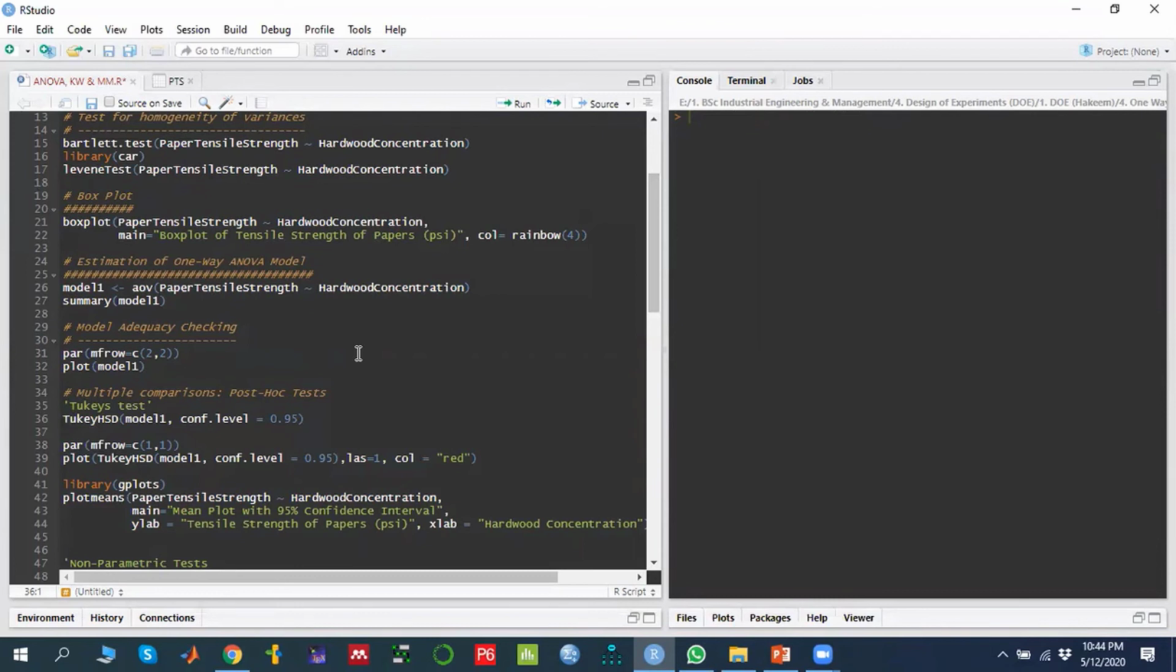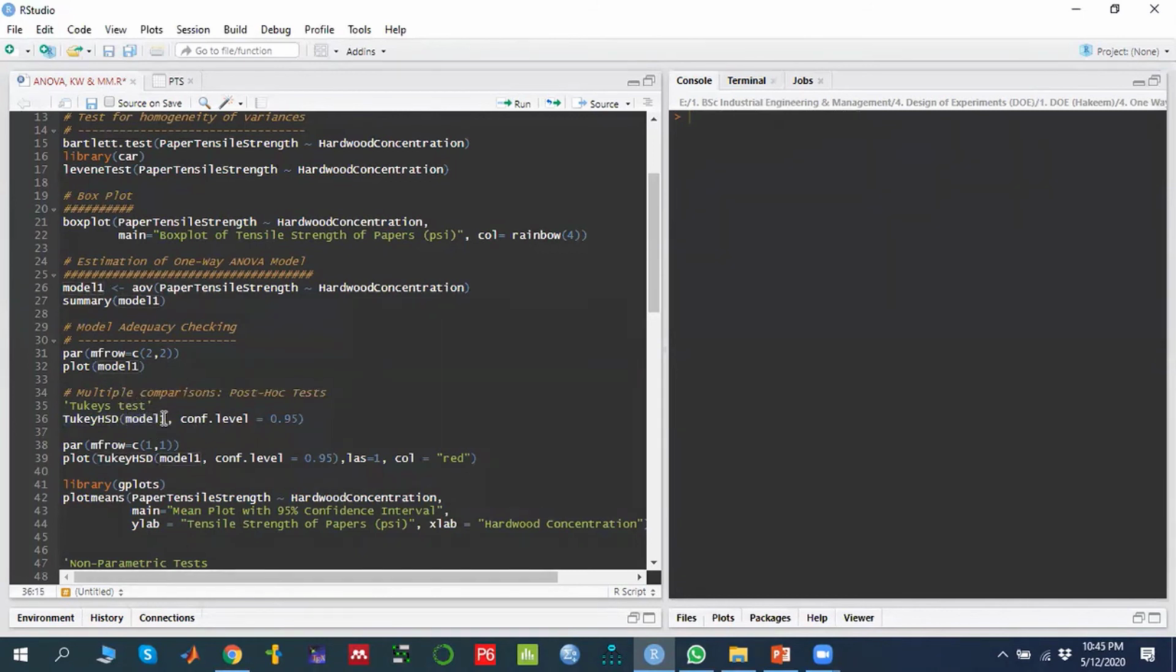For pairwise comparison, we can use the Tukey test. Here I am applying the Tukey test. To apply the Tukey test in R, you can use this function, which is TukeyHSD, comma model1, because we have saved the ANOVA result in the model1 variable.